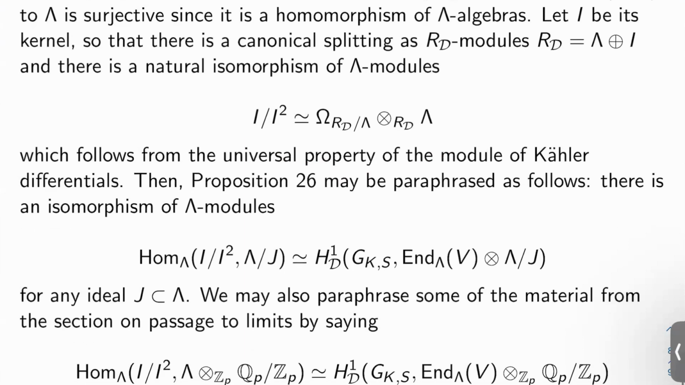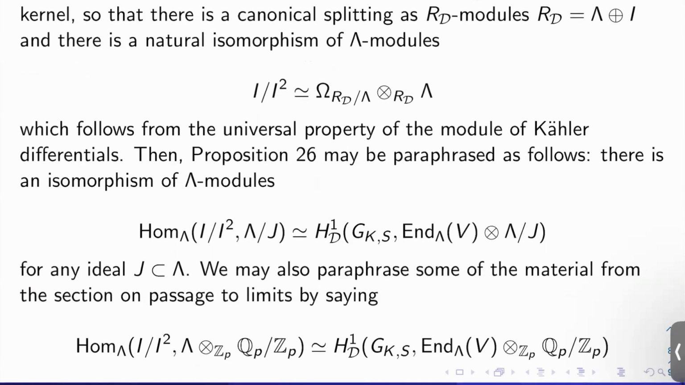Proposition 26 then can be paraphrased as follows. There's an isomorphism of lambda modules between this h1 sub d of gks and sub lambda of v tensor product lambda mod j that we care about from the whole direct system setup, and just lambda maps from I mod I squared to lambda mod j. Okay, so there's kind of an ideal theoretic interpretation of this cohomology group attached to the deformation problem. And it's kind of a simple one, actually. It's also sort of what you expect in some sense. And this works for any ideal j in lambda.